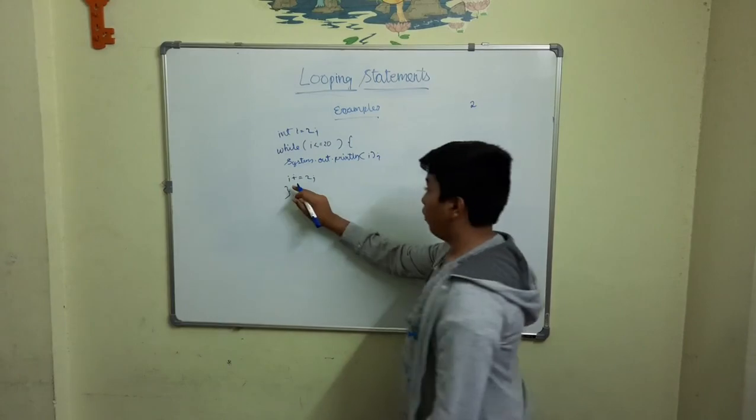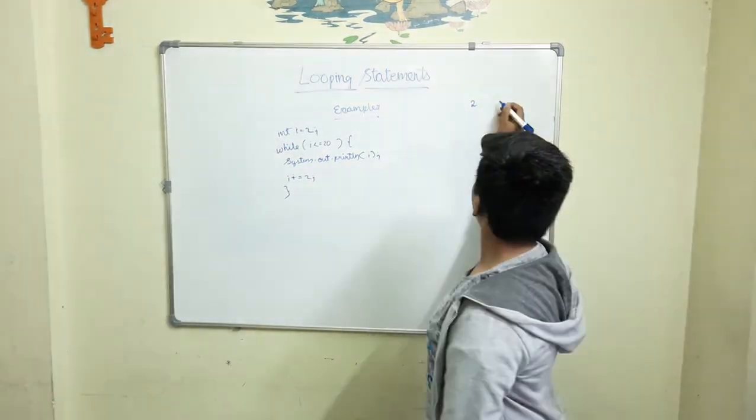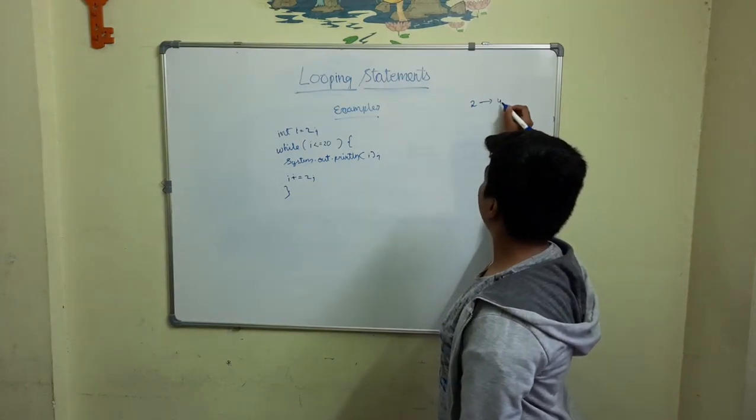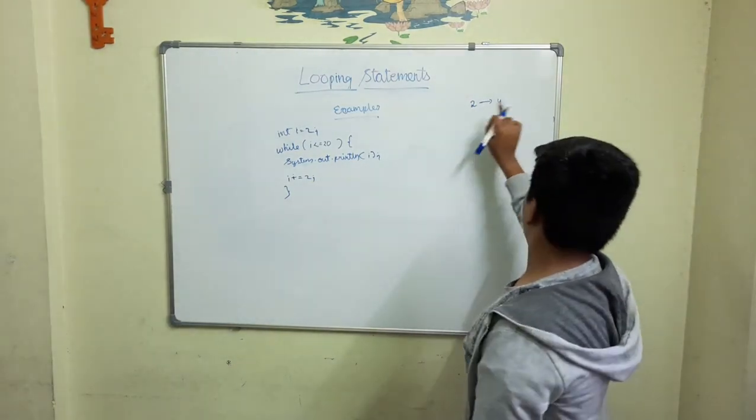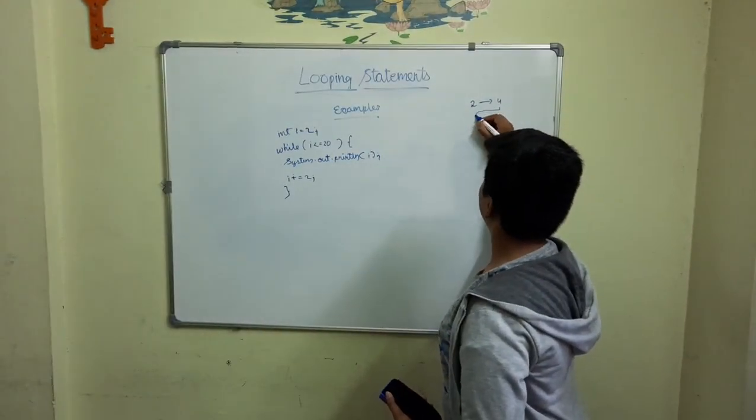Okay. Now after printing 2, the i value is incremented by 2. So this changes to 4. This is a printed statement. This is a changed value. Okay, so now it iterates again.